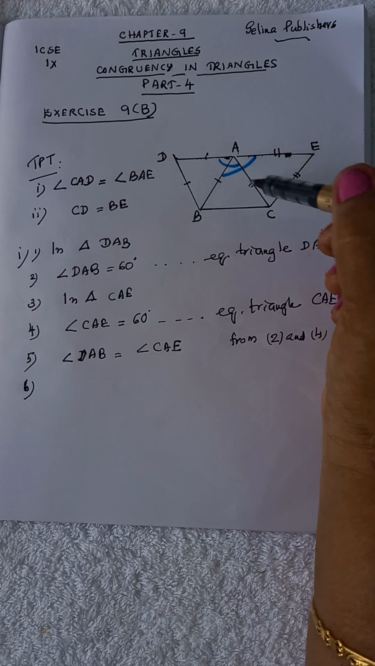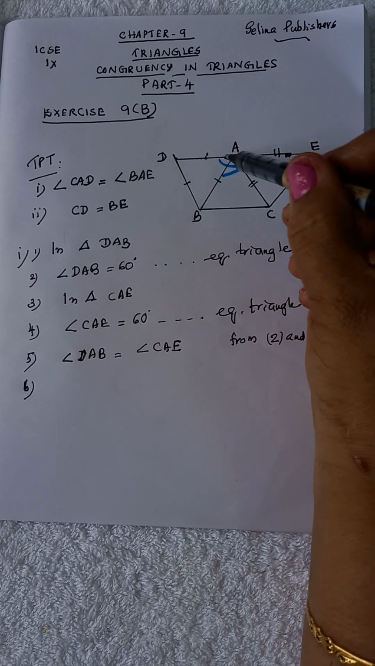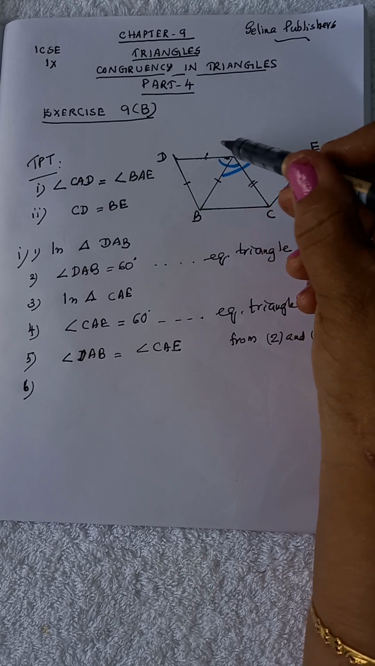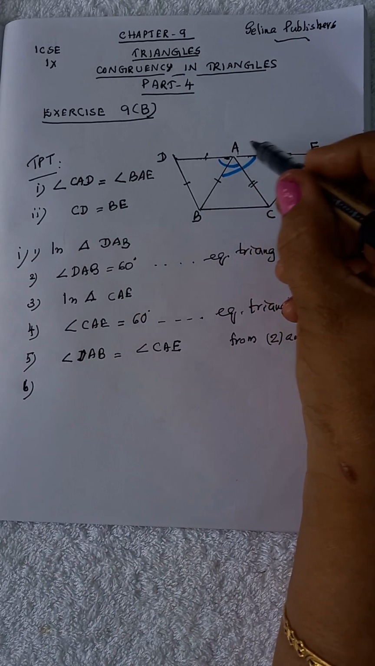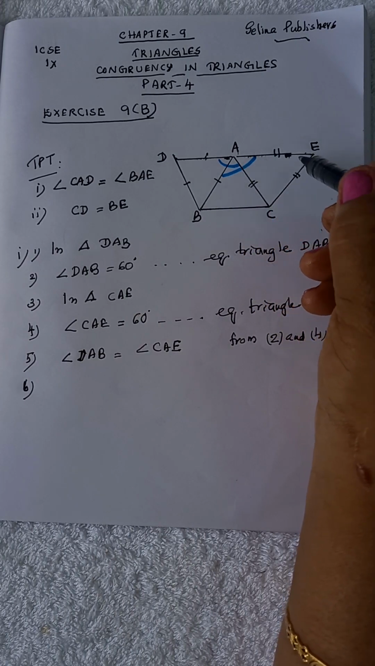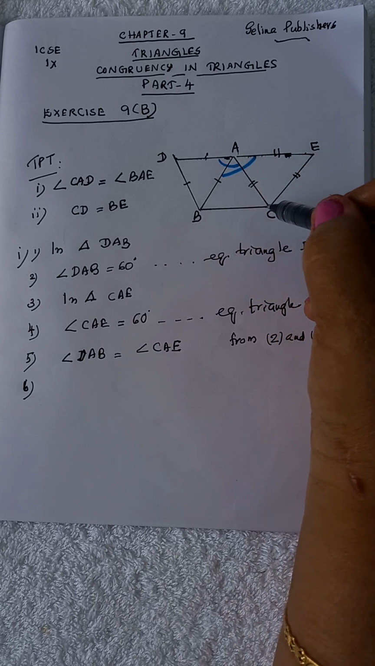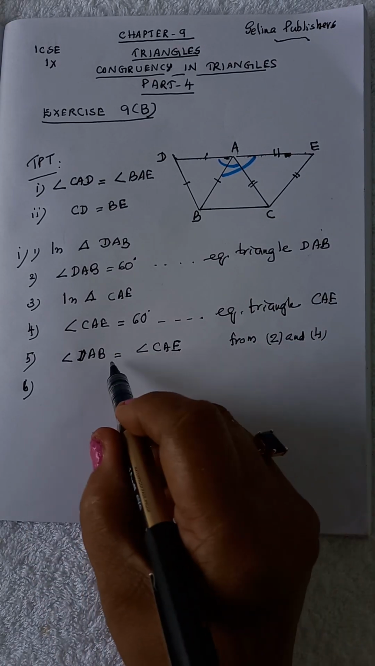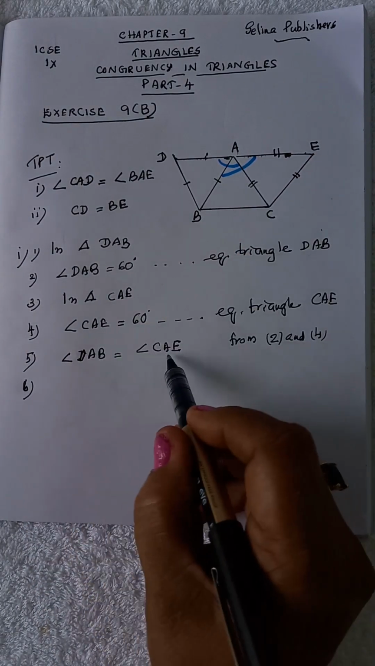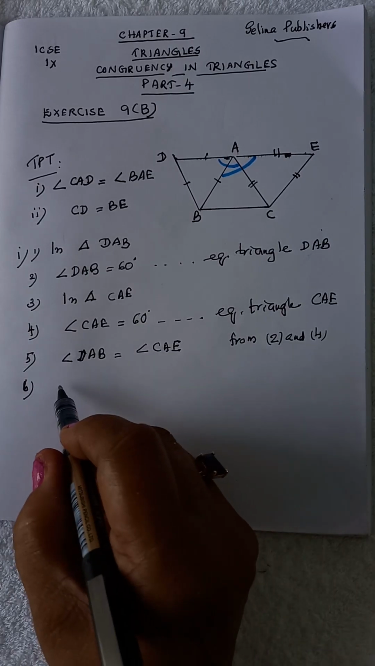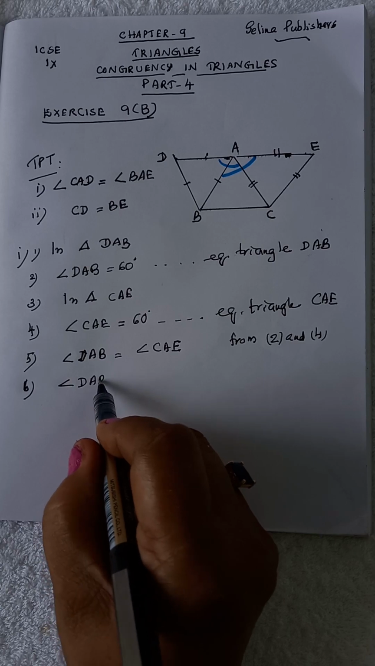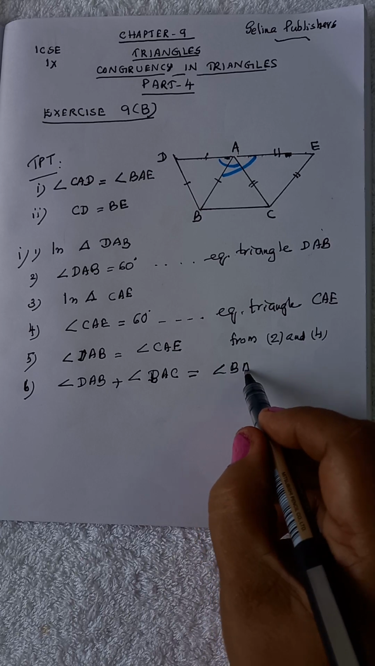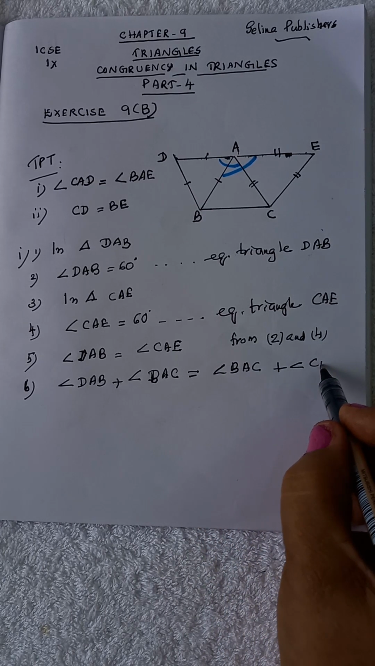Sixth point, we want CAD. So CAD can be obtained by adding BAC to DAB. Again, we want DAE here, and that can be obtained by adding DAC to angle CAE. So we can write: add angle BAC to both sides of this 5. So angle DAB plus angle BAC is equal to angle BAC plus angle CAE.